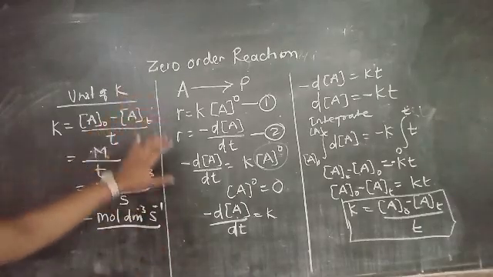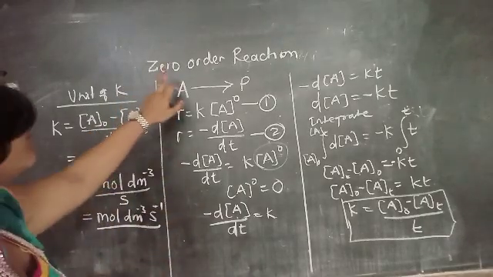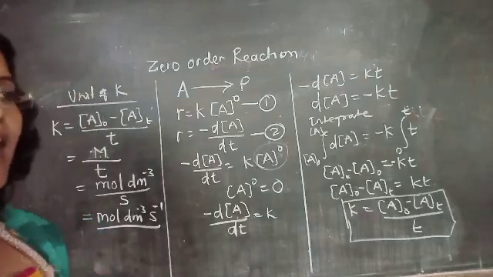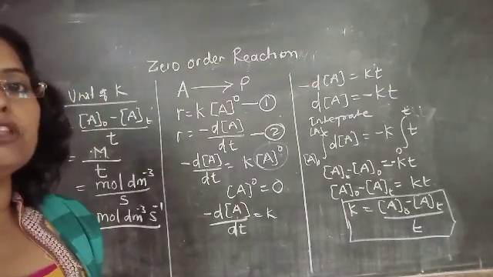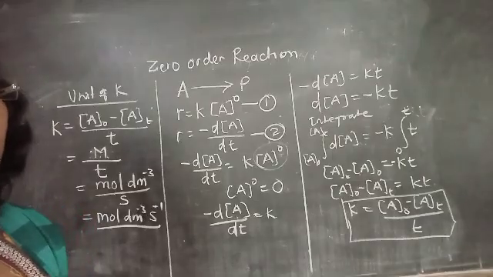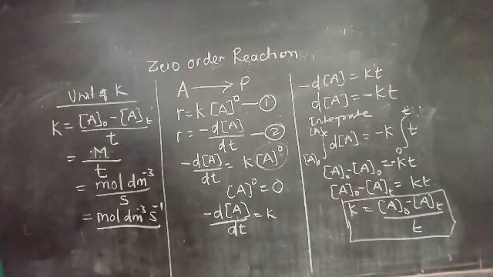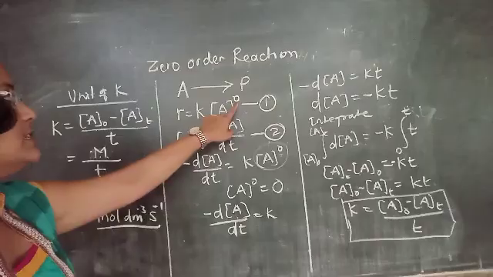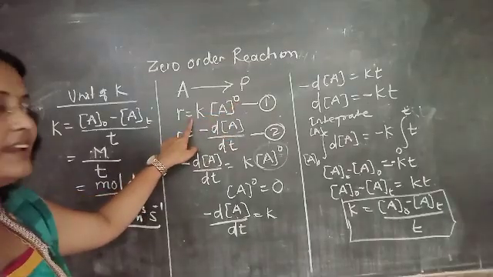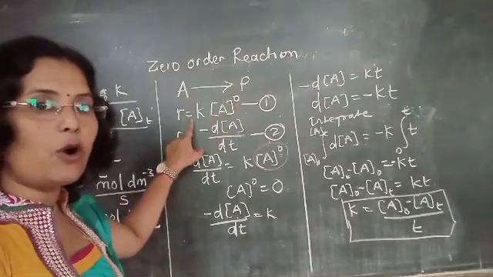Once again we will repeat the integrated rate law. What is the zero order reaction? The reaction in which the rate of reaction is independent of the concentration of the reactant. It means in this reaction the rate of reaction is the same throughout the reaction. Or we can also say the zero order reaction is one in which the concentration term is raised to the power zero in the rate law. That reaction is called the zero order reaction.